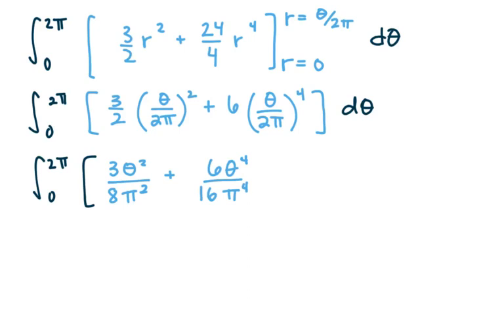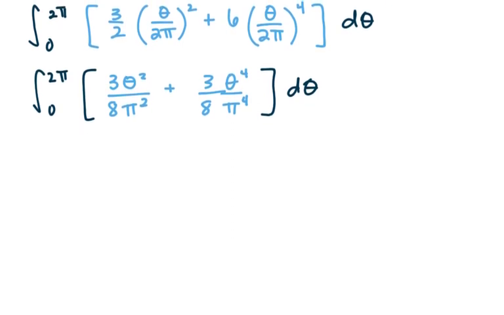And 6 over 16, I can pull a 2 out of each of those. So that gives me 3/8. So I have 3/8 again. And we will integrate that with respect to theta. So as we look at integrating, keep in mind that 3/8 and pi squared, that's a constant. So we're just going to use the power rule on theta squared and theta to the fourth. Same over here, 3/8 pi to the fourth in that denominator is a constant.